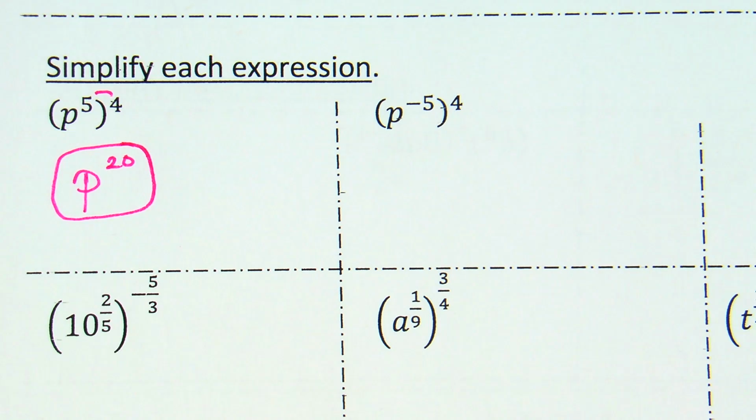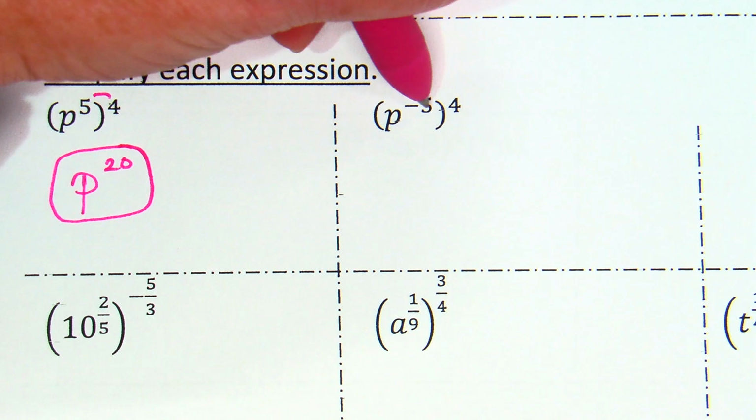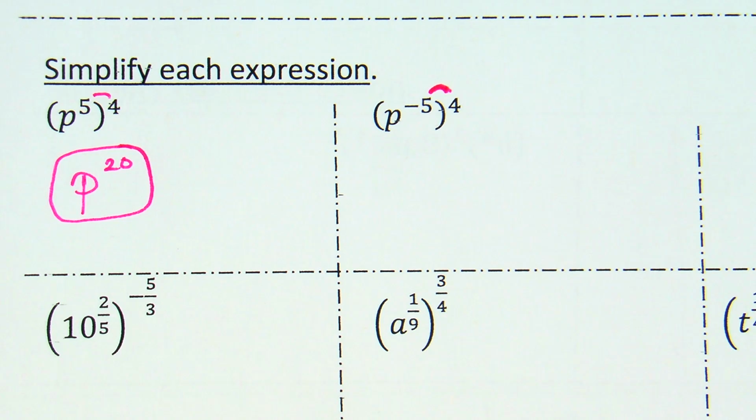What about the next example? Not exactly, because we have P to the negative 5th raised to the 4th. So again, you're multiplying those powers, and negative times a positive is a negative. So P to the negative 20th. Now, notice, I didn't box the answer. I put equals.